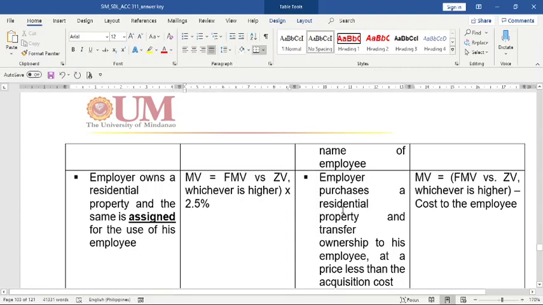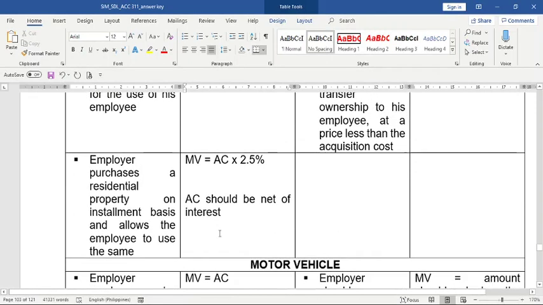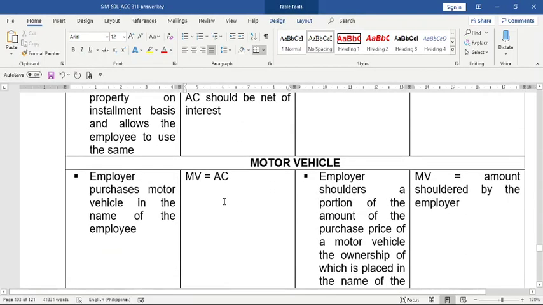If the employer purchases a residential property and transfer the ownership to his employee at a price less than the acquisition cost, whichever is higher, minus cost to the employee. Kasi nagbayad man gud, no? Nag-purchase siya for less than the acquisition cost. So, ima-minus yung cost to the employee. Next, if the employer purchases a residential property on installment basis and allows the employee to use the same, acquisition cost times 2.5, the acquisition cost should be net of interest.